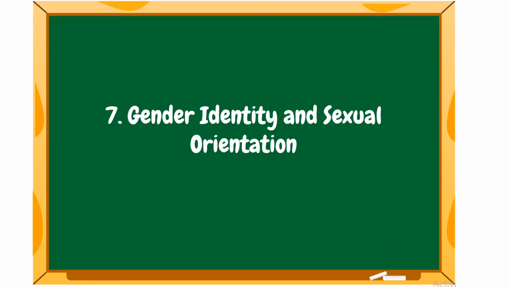Number 7, gender identity and sexual orientation. The gender identity diversity in your classroom could potentially be quite broad. As teachers, we need to be accepting and sensitive of this as we create a safe space in our inclusive classrooms, promoting equity and equality regardless of gender identity or sexual orientation.